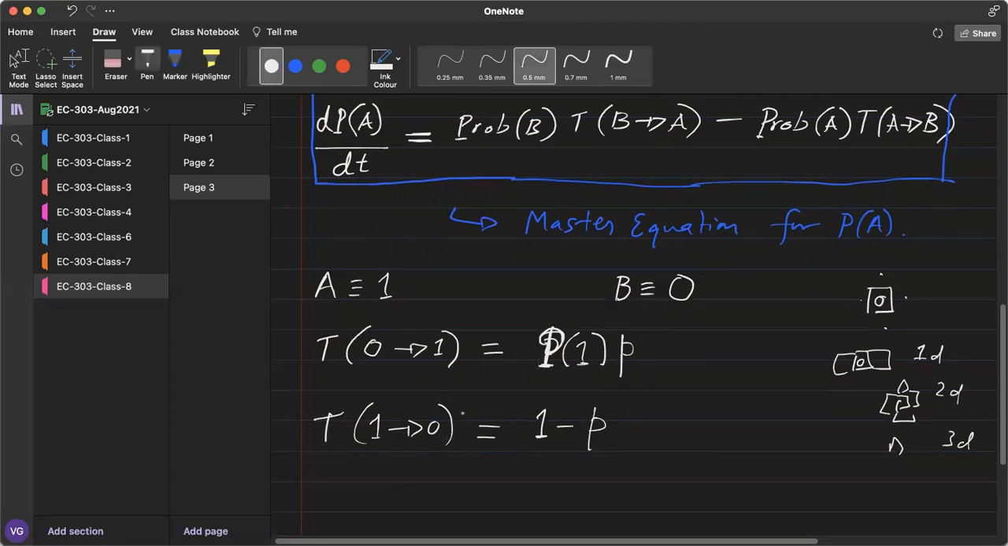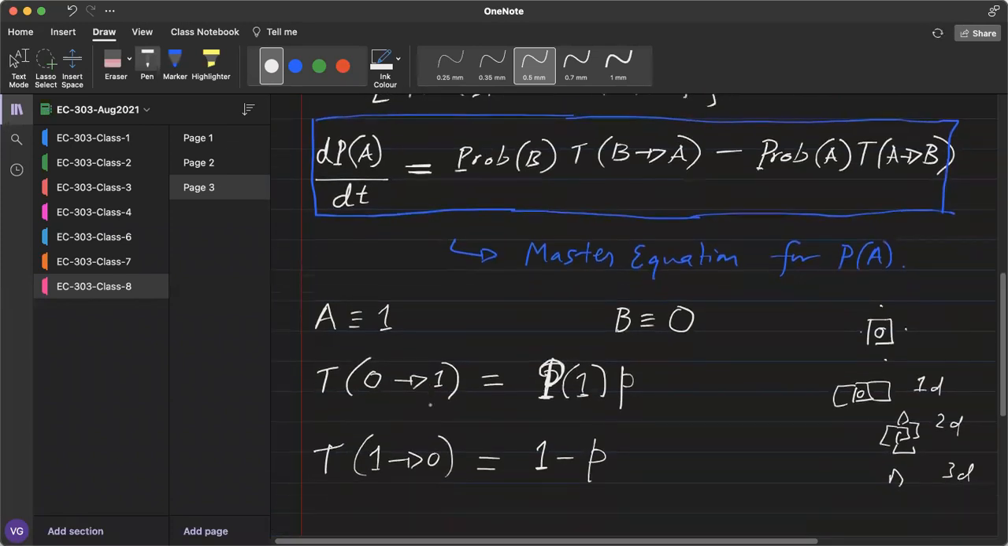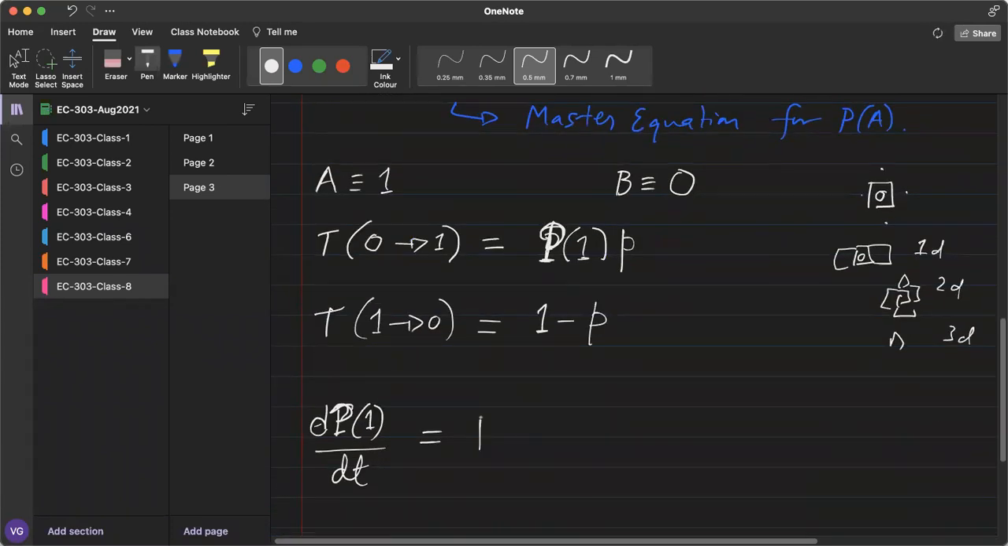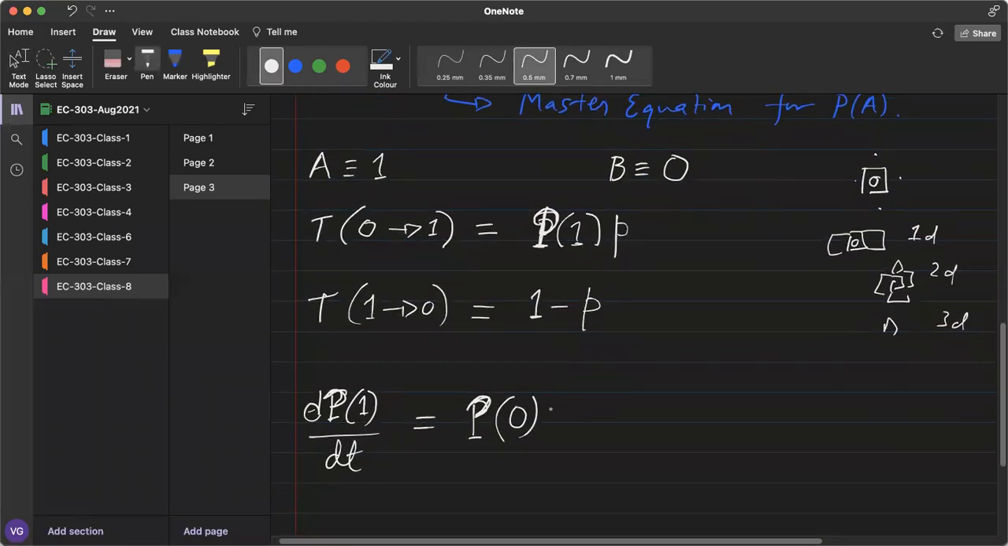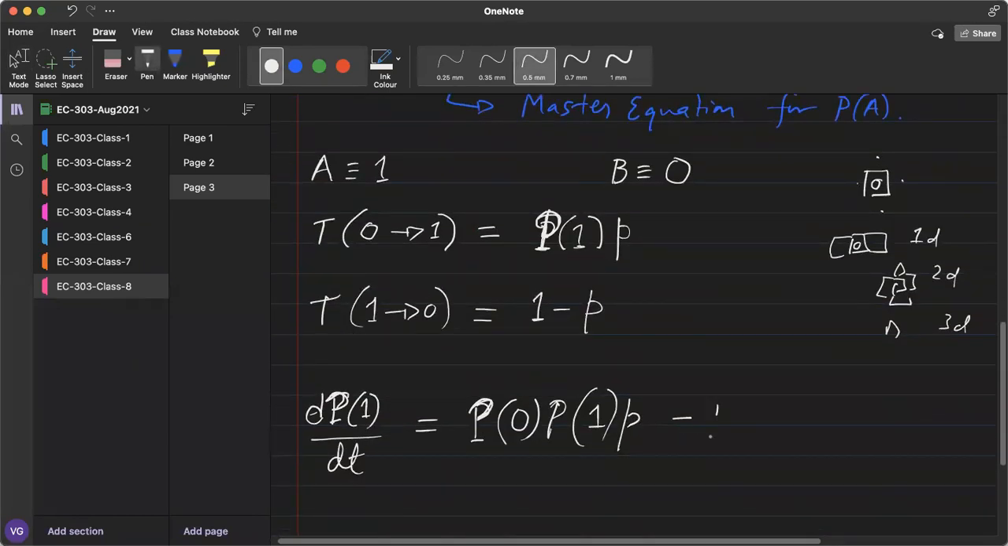So if you now apply this, let us write down the master equation. dp1 by dt is equal to probability of 0, times small p, minus probability of 1, times 1 minus p. Is everyone with me?